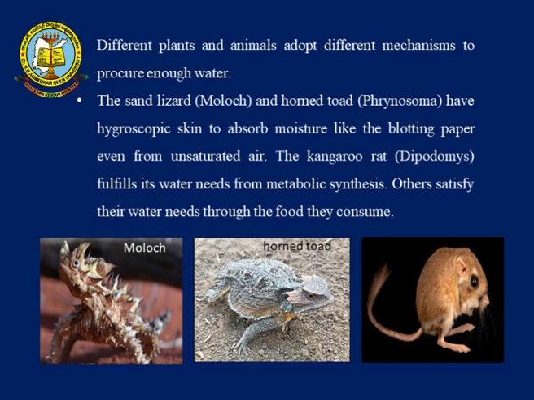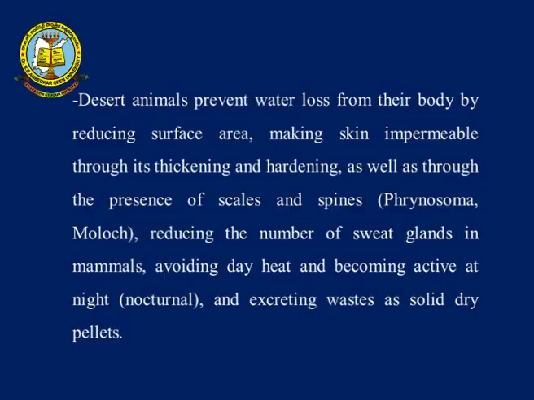And the kangaroo rat, you can see over here. Why the name kangaroo rat? Because if you see the hind limbs, they resemble those of a kangaroo. They do not walk, but keep jumping like a kangaroo. So, the name kangaroo rat. They fulfill their water needs from metabolic synthesis. Others satisfy their water needs through the food they consume. Desert animals prevent water loss from their body by reducing surface area, making the skin impermeable through thickening and hardening, as well as through the presence of scales and spines, like in Phrynosoma and the mollusk that we saw in the lizard and the frog.